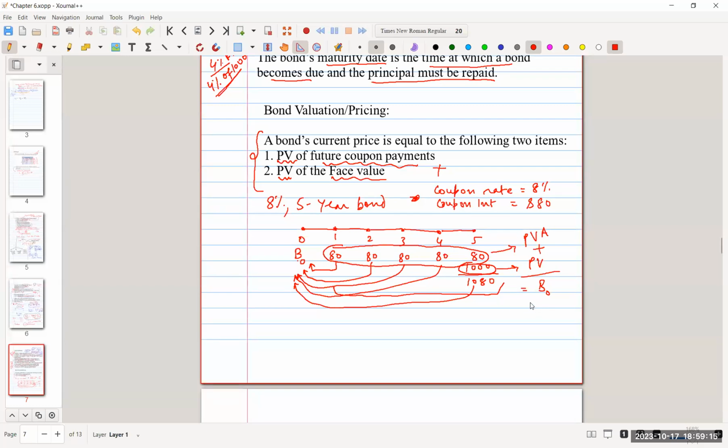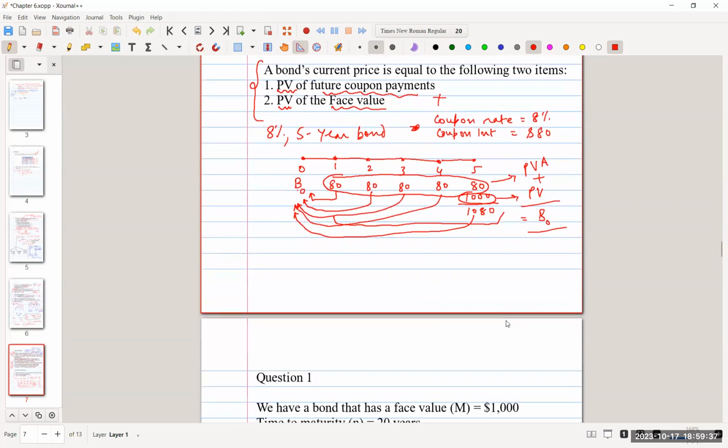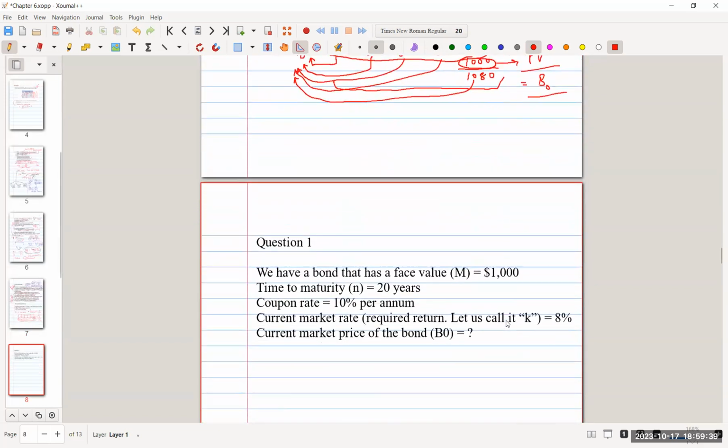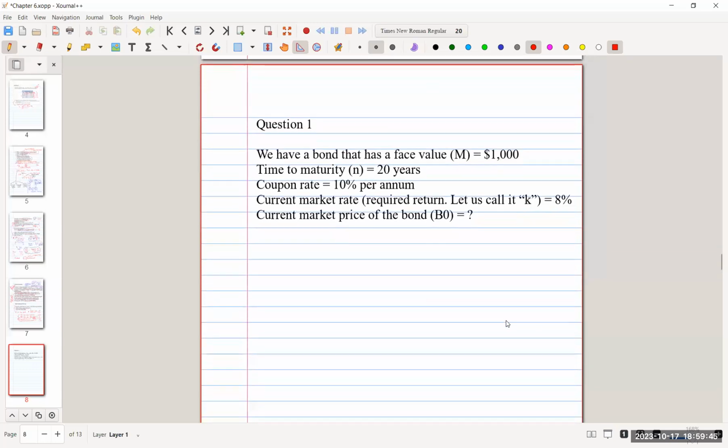Ladies and gentlemen, any questions about the procedure of how to calculate the price of the bond? Any questions, folks? Or can we go into a problem straight away? Because next up, I'm seeing a question where we have to compute the value or price of the bond. Any clarification needed before we go into this? Or should we jump into computing the price of this bond?